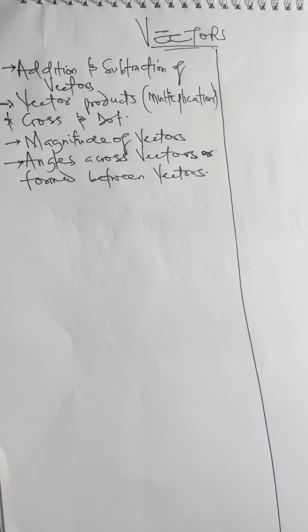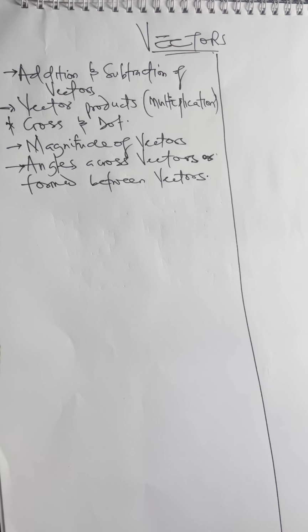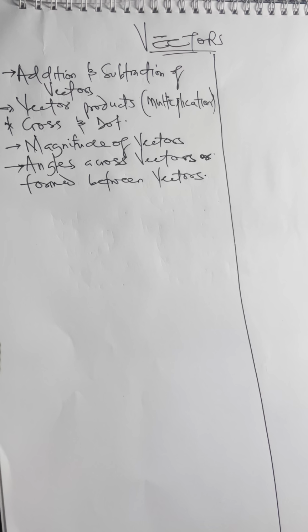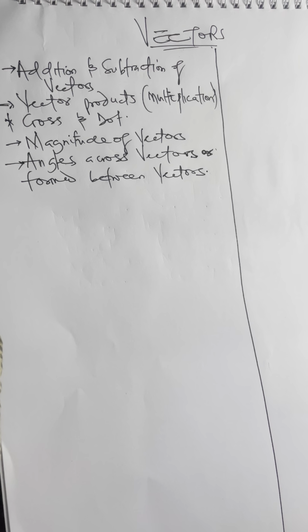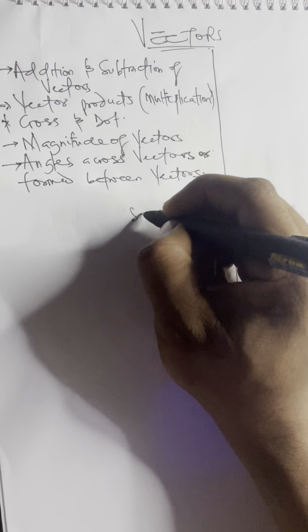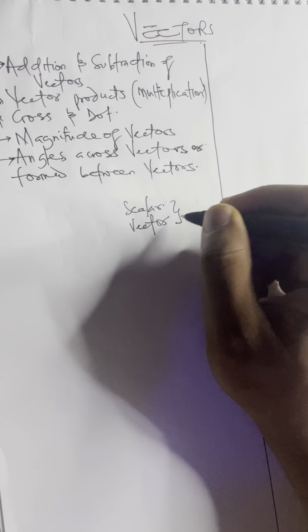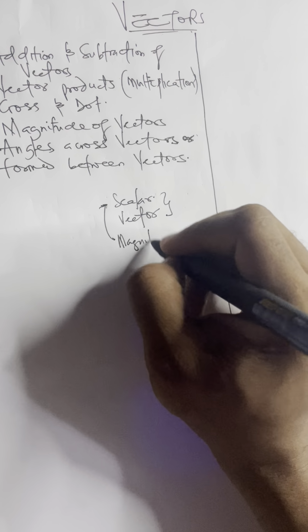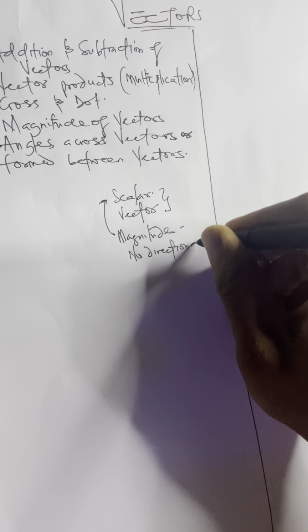In this class we are going to be looking at vectors. From elementary physics, we have two major classes of quantities when it comes to their measurement and the level at which they operate. These quantities are divided into scalar quantities and vector quantities. Scalar quantities are quantities that have magnitude but no direction.